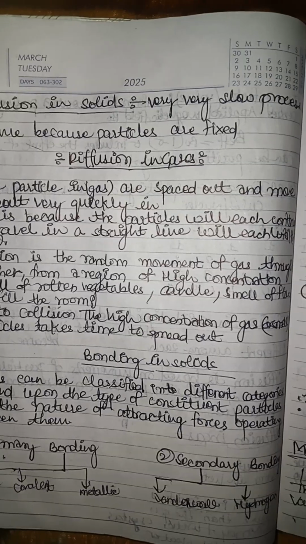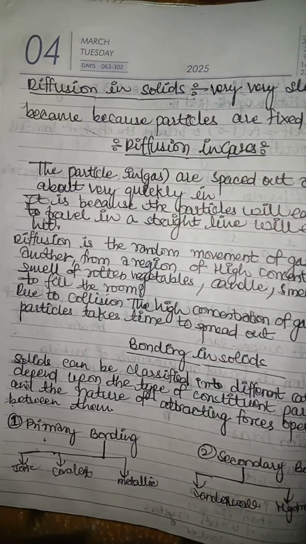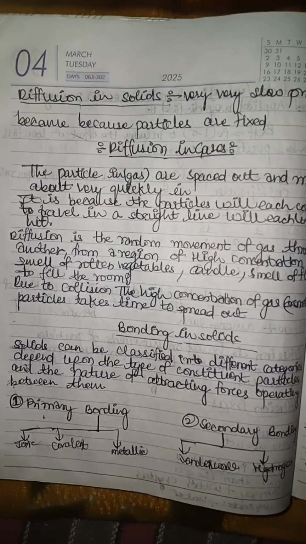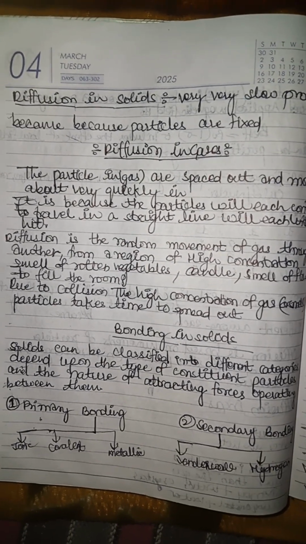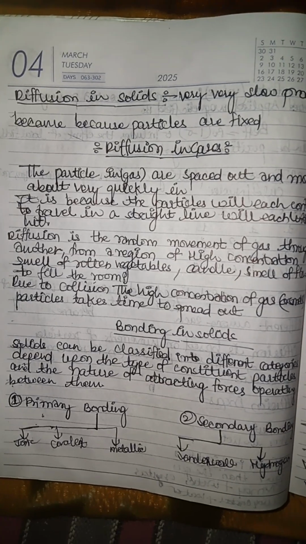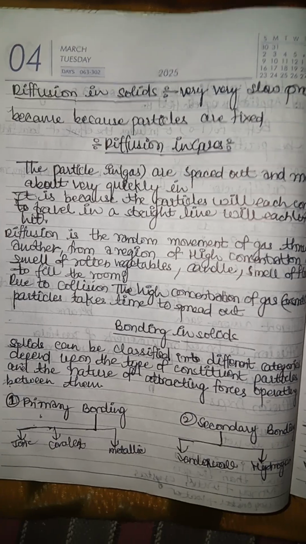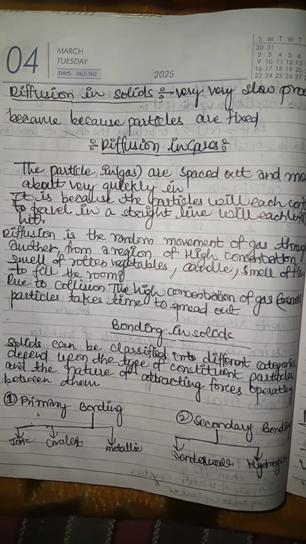The concentration of gas particles takes time to spread out. Bonding in solids can be classified into different categories depending upon the type of constituent particle and the nature of attracting forces operating between them: primary bonding (ionic, covalent, metallic) and secondary bonding (van der Waals and hydrogen).